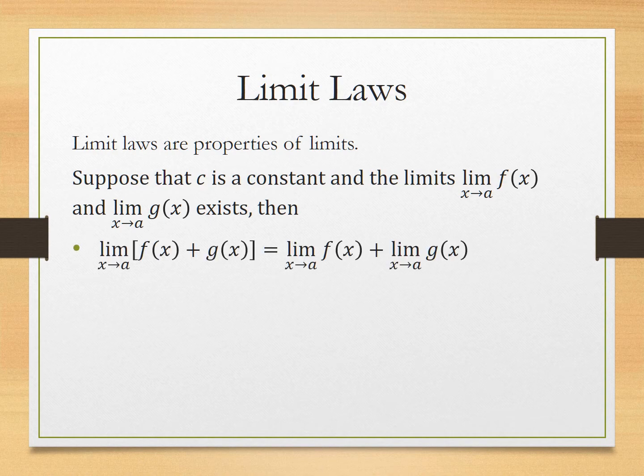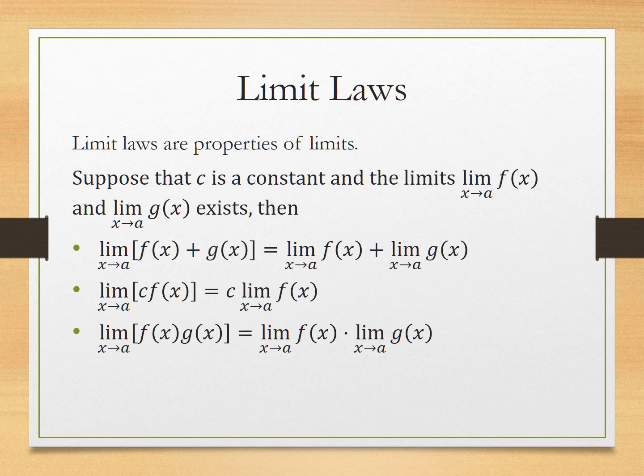Then the limit law says that if you're trying to find the limit of the two functions added together, that's the same as the limit of each function added together. So you can break apart the brackets and just apply the limit to each individual function. If you have a function multiplied by a constant amount, you can take the constant outside the limit, and that would be equal. If you have two functions multiplied together, and then you want to find the limit of that, you can multiply the individual limits.